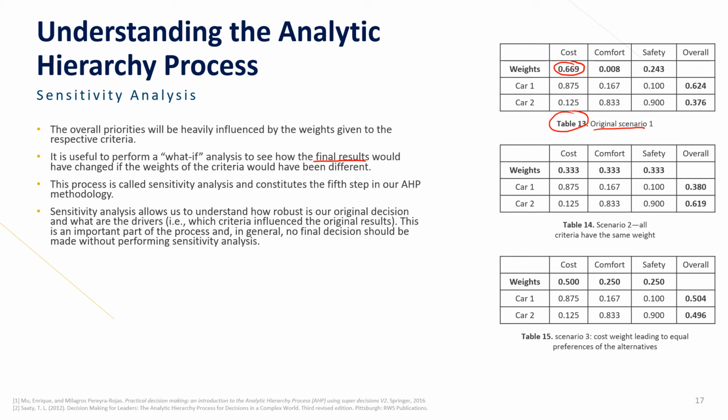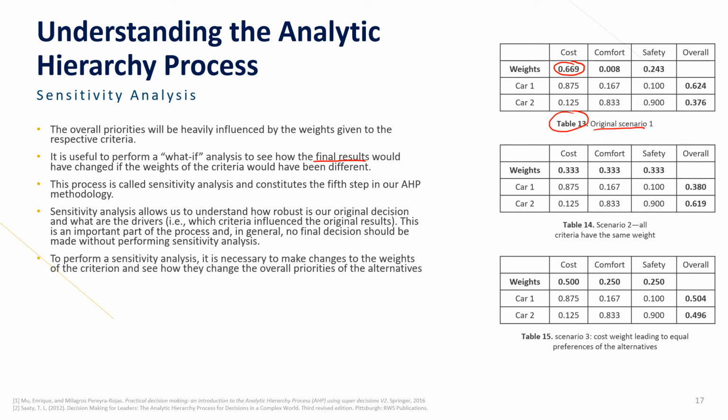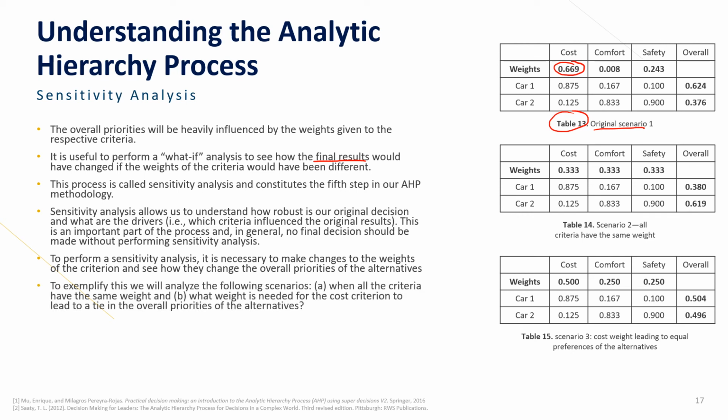And in general, the final decision will normally be made after we conduct the sensitivity analysis. So to perform sensitivity analysis, it is necessary to make changes to the weights of the criteria and see how they change the overall priorities of the alternatives. To exemplify this, we will analyze the following scenarios from our previous example. First, when all the criteria are the same, how is it going to change the results?